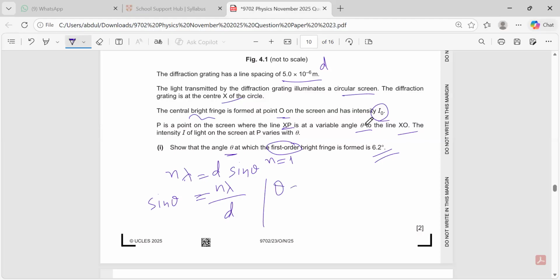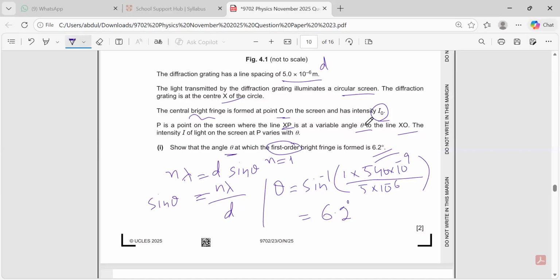This implies that theta will be equal to sine inverse of n, the number of the order of the fringe, that is 1. So n is equal to 1. Wavelength, as I told you up there, 540 nanometers, so 540 times 10 raised to power minus 9 over d, that is also given, 5 times 10 raised to the power of minus 6. As we simplify it, my dear friends, the answer will be equal to 6.2 degrees. Even the answer is given, but anyhow, it is 6.2 degrees, 2 marks.